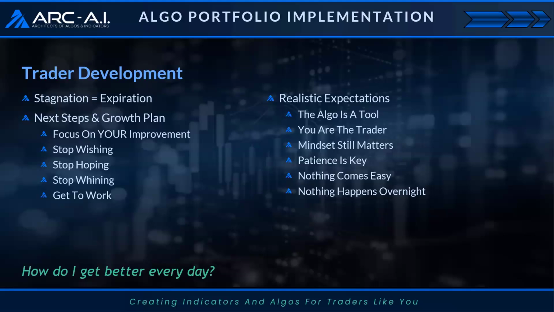Focus on your improvement. What happened? What could you do to make things better in the future? Is there something that you did that you could have done better? Again, who's the tool and who's the trader? If the algo is the tool, then you're the trader. If the algo is the trader, then you're the tool, right? So use it as a tool, but you're the trader. You're the one that tells it what to do, where to do it, how much to risk, all those types of things. Don't wish, find education, find ways to get better.